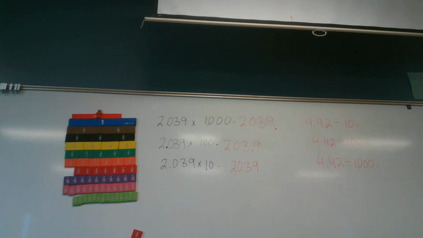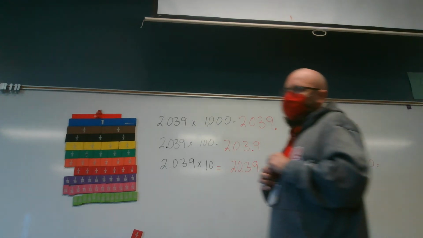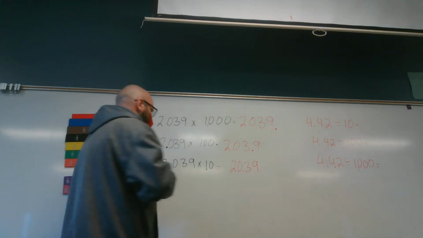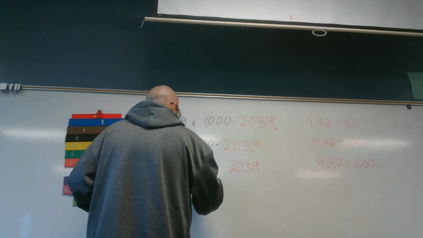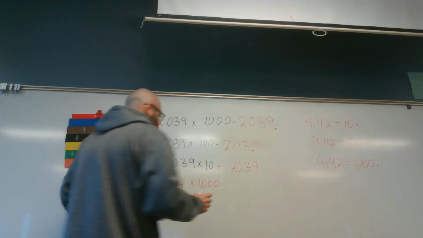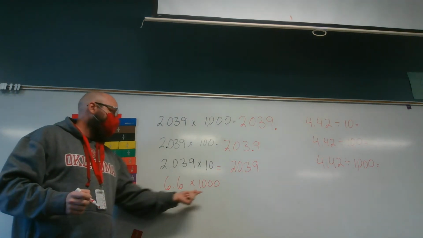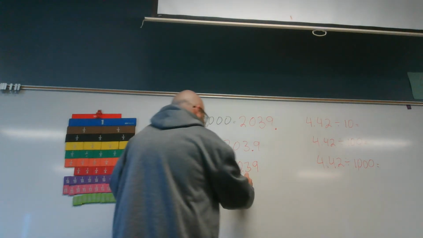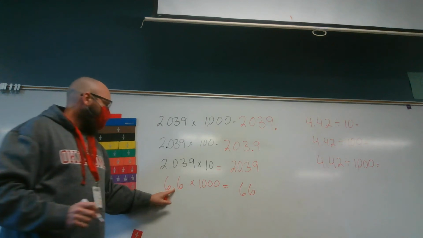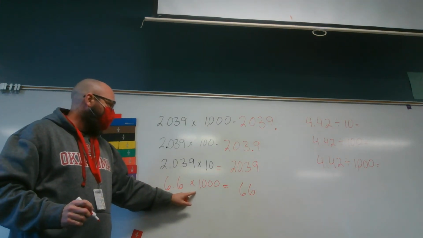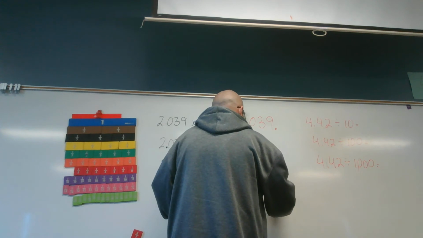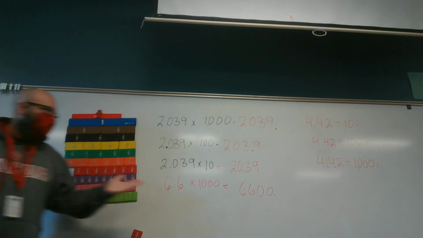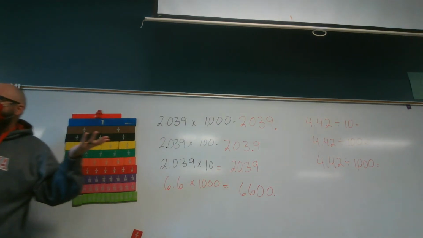Maddox, sorry. On a problem like 6.6 times 1,000, since there's not 4 zeros, would we just make it 666? No. What would 6 times 1,000 be? 6,000. So I'm going to have a 6 and a 6, and I have to move the decimal point 3 places. So 1, 2, 3. I'm going to have to add zeros. So if you have to add zeros either to the back or the front, then that's the way you would do it.